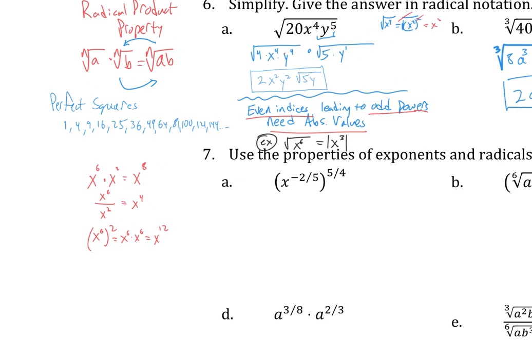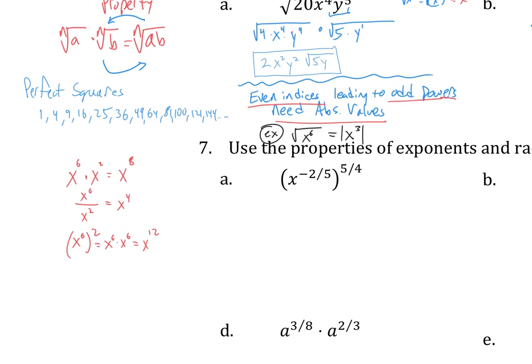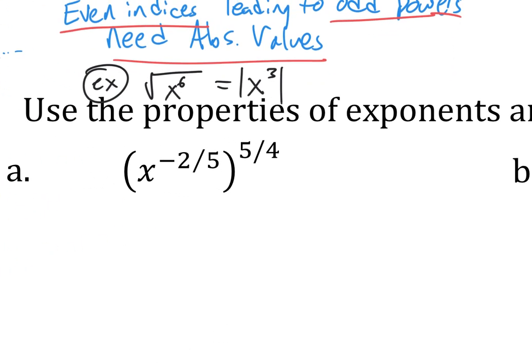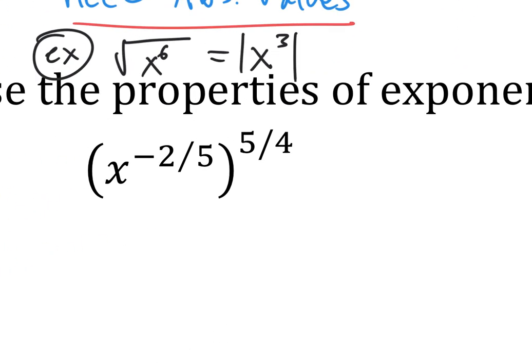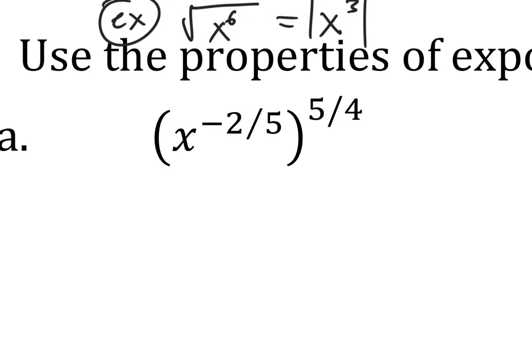All right, there's our main ones. So remember those: multiplying, dividing, and power to power. So here we have power to power, so let's multiply these exponents. So x, and we're going to multiply negative 2/5 times 5/4. We'll avoid that slanted fraction stuff there.